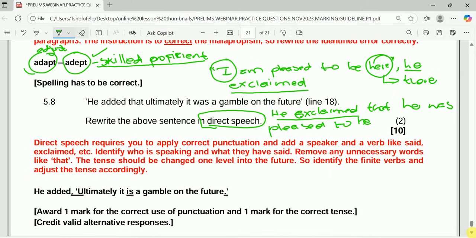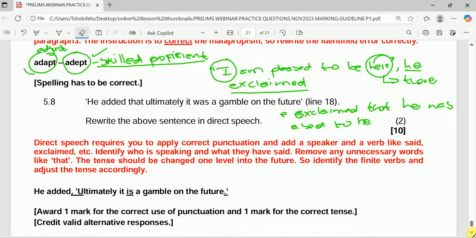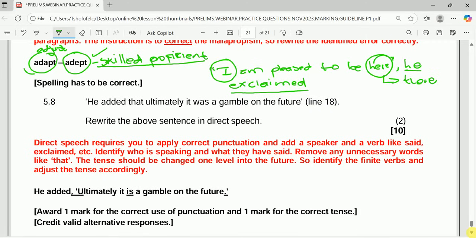Now, the question says you must take it to direct. It means that punctuation must be in order. You must punctuate the sentence accordingly. Locate where the introductory verb is and remove the word that. He added that ultimately it was a gamble on the future. So the correct answer will be he added, comma, after the introductory verb you add a comma, then you punctuate with quotation marks because we are taking it back to direct.